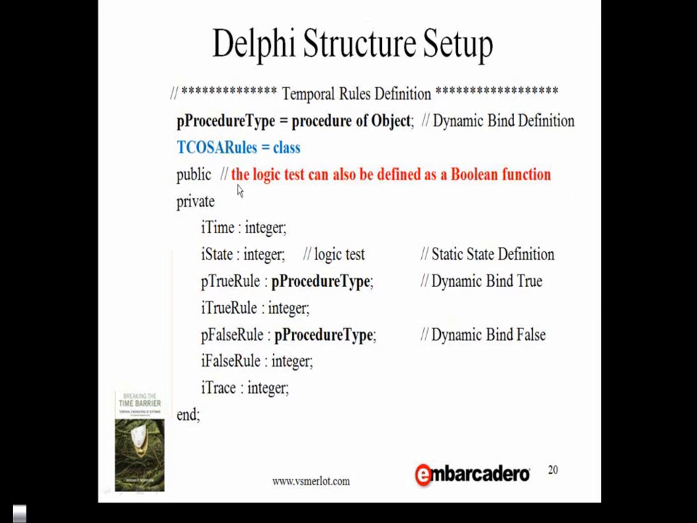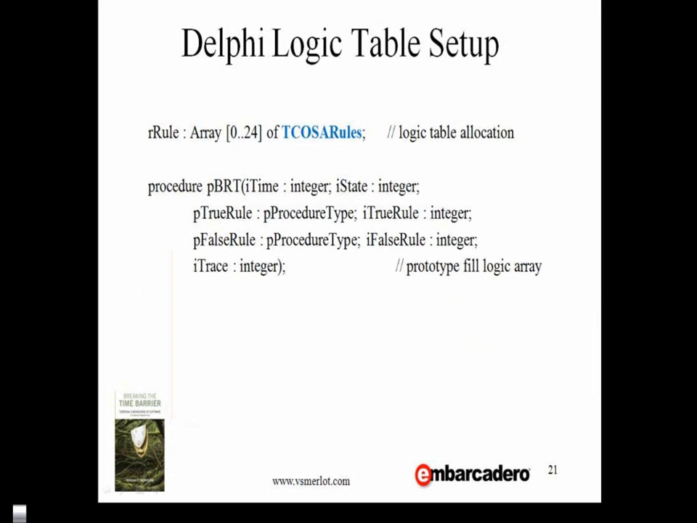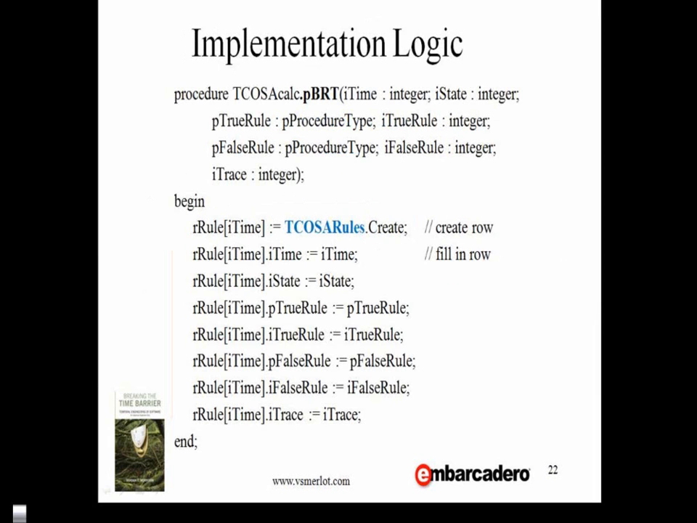For example, you can change the logic test to be defined as a Boolean function, and rather than testing for an integer here, you can test for the return on the Boolean function. The allocation for the logic table and the procedure prototype definition for filling in the logic table. Again, the array consists of TCOSA rules. The prototype is to fill in the logic array. The implementation logic, this routine fills in the array.